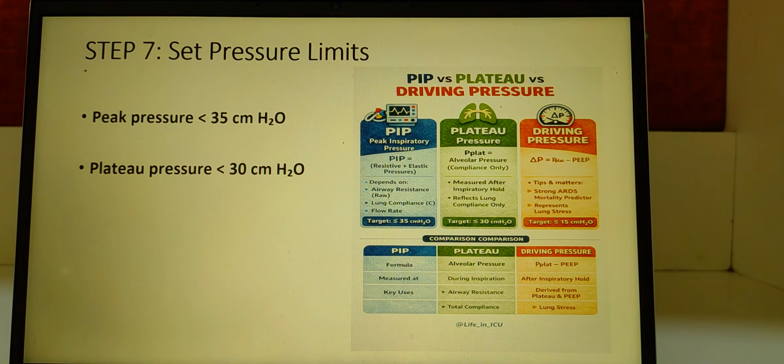Next is the pressure set limit. So always you set your pressure limits. Whenever peak pressure, that is the PIP, peak inspiratory pressure, goes beyond 35, the alarm will be on. So we should be having the peak less than 35 centimeter of water, and plateau should be less than 30 centimeter of water. If PIP and plateau pressure are more, we have to worry and look for the causes of that.